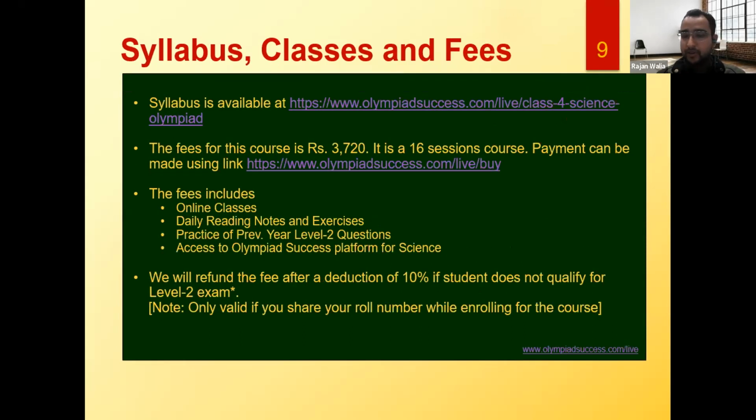Now, the syllabus link I will share with you in the chat box. The fees for this course is 3,720, and there will be 16 sessions in this course. Payment link I will share in the chat box. Now the fees include online classes, daily reading notes and exercises, practice of previous year level 2 questions, and like I said, you will get access to the Olympiad Success platform for science level 2 mock test.